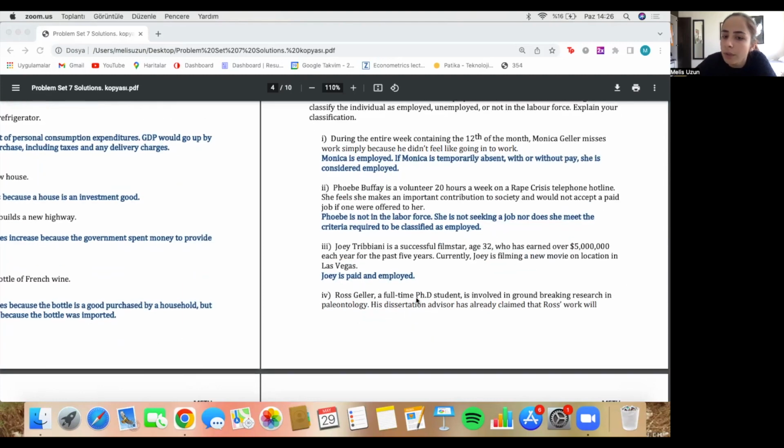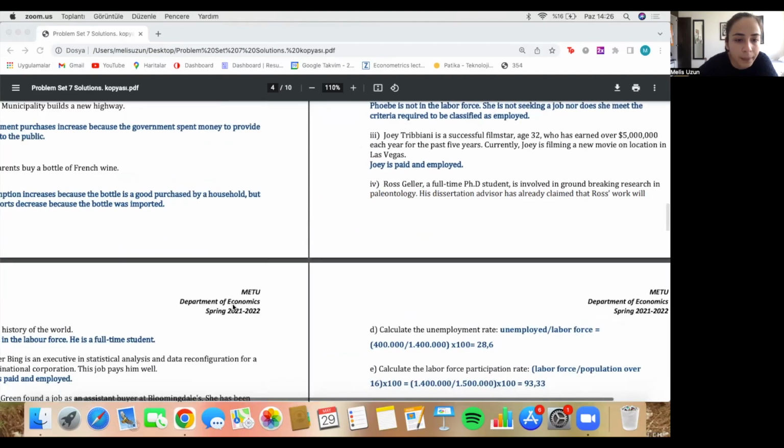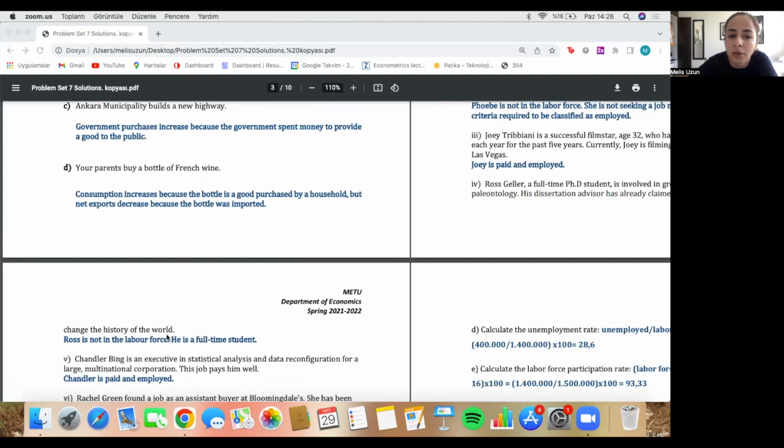Ross Geller, a full-time PhD student, is involved in groundbreaking research in paleontology. His dissertation advisor has already claimed that Ross' work will change the history of the world. So Ross is not in the labor force because Ross is a full-time PhD student.